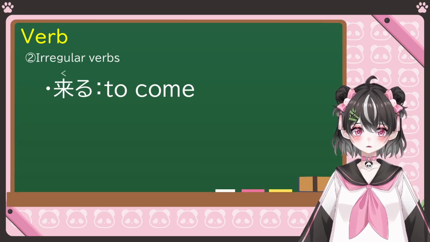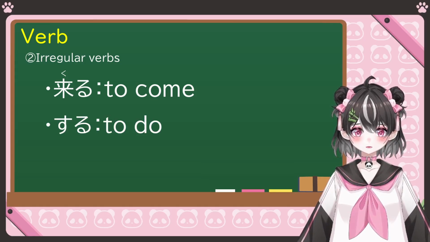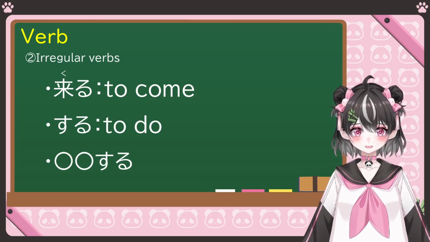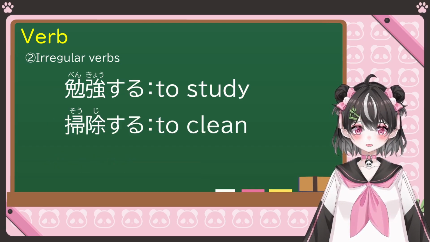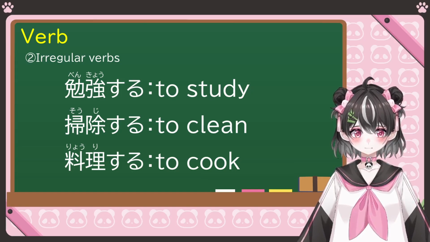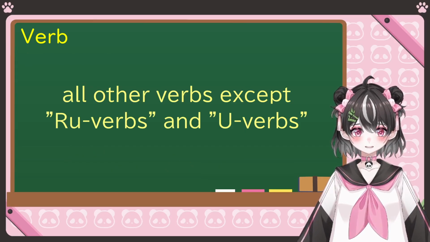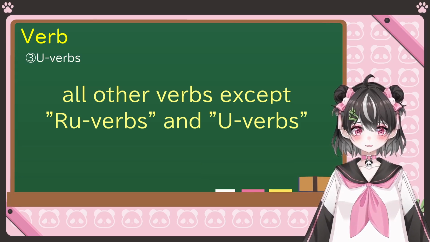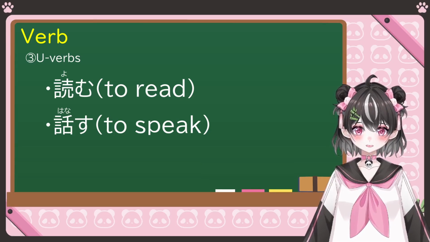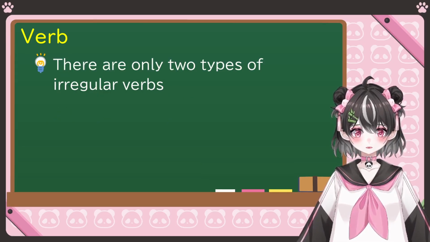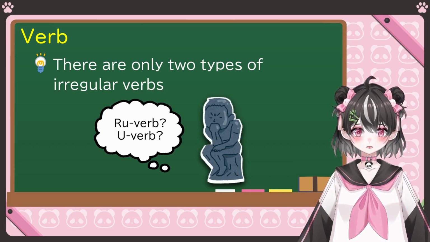Next, there are two types of irregular verbs. One is 来る and the other is する and verbs that end with する such as 勉強する。There are many verbs like this in Japanese. Other verbs are classified as U verbs, such as 読む、話す。Irregular verbs are simple, so once you can distinguish between root verbs and U verbs, you'll be okay.